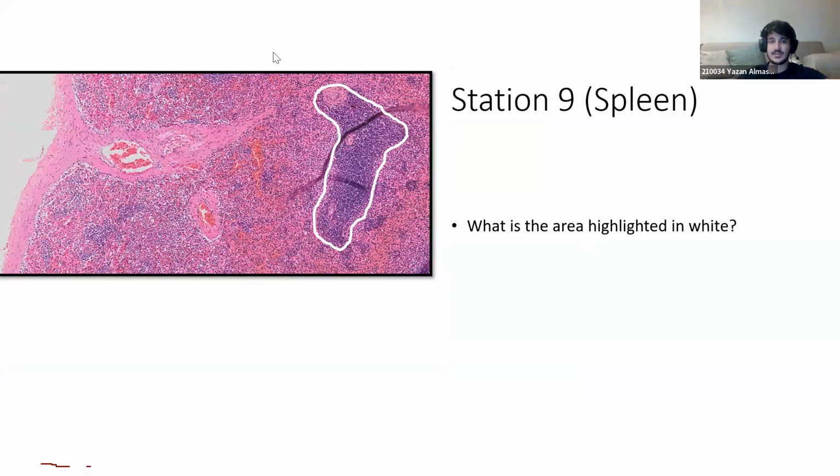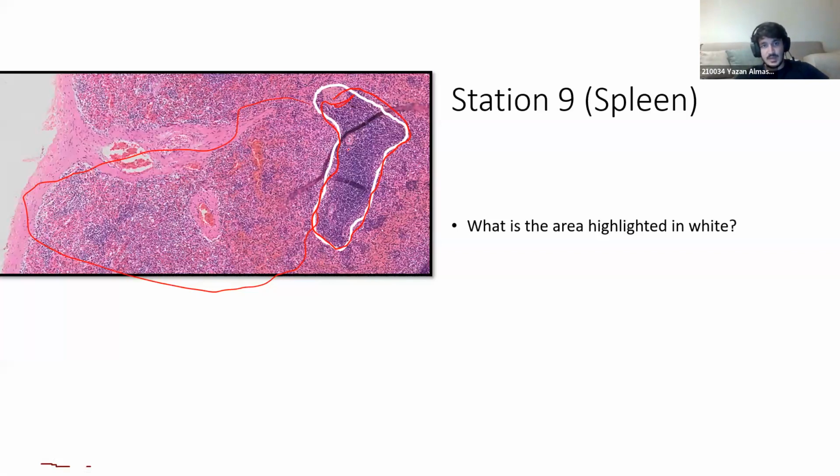White pulp, yes. Okay. So this area, the one that's darker like this, is the white pulp. And this other area is the red pulp. Okay? So in this spleen, we have two areas. We have the white pulp and we have the red pulp.